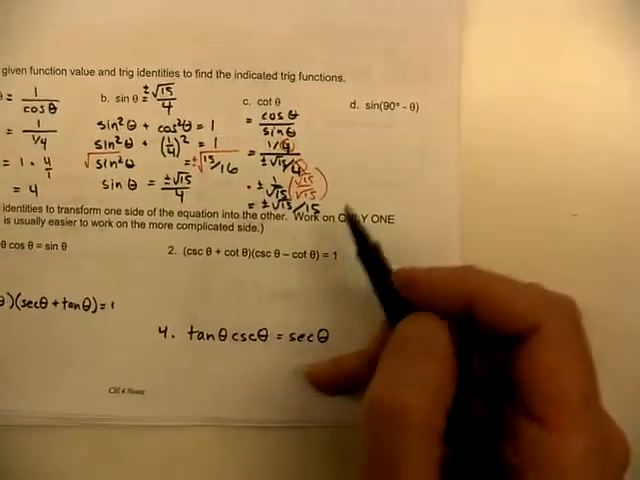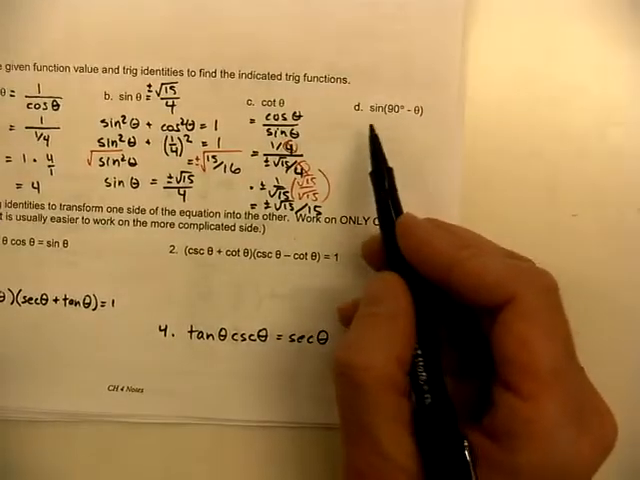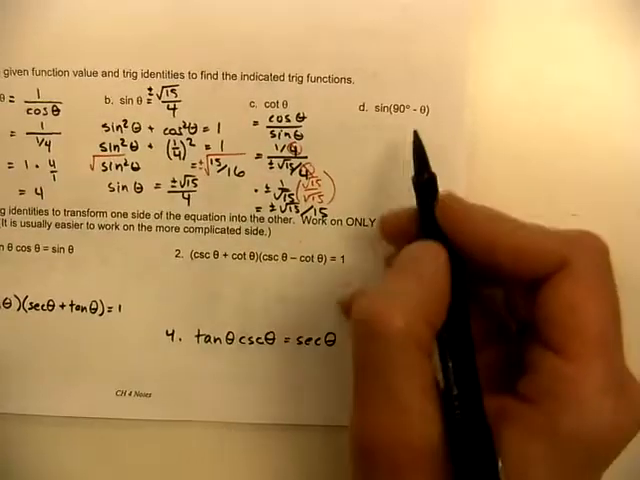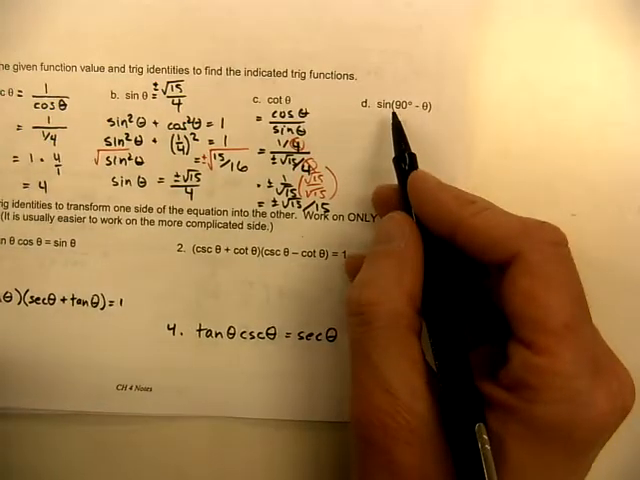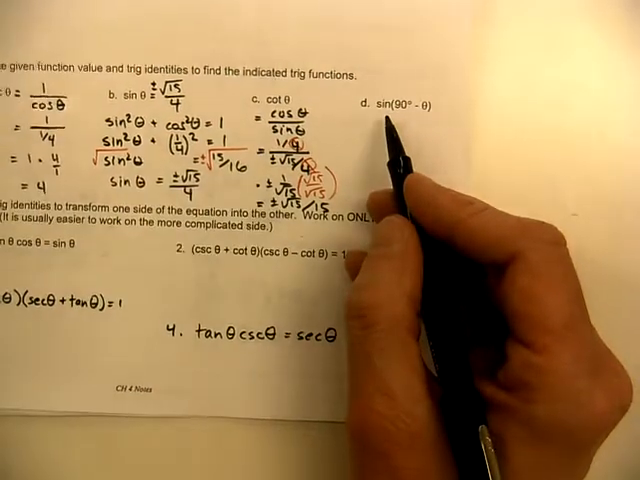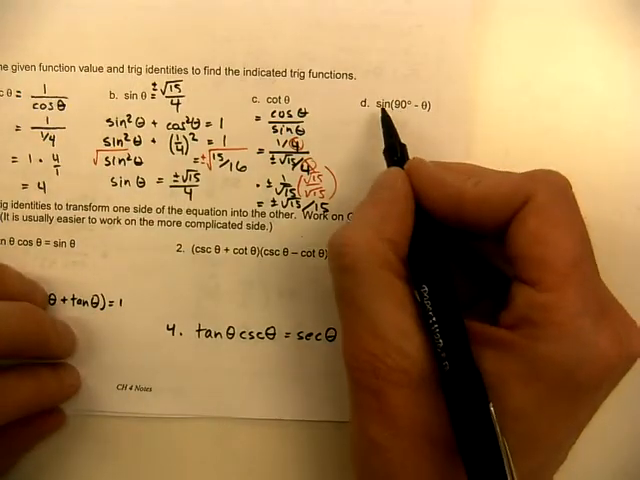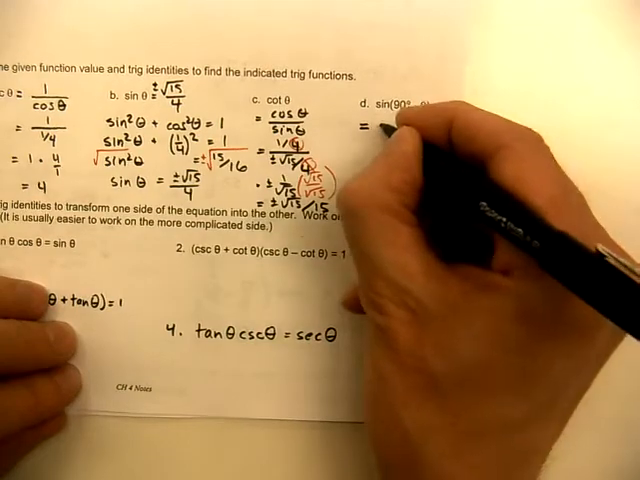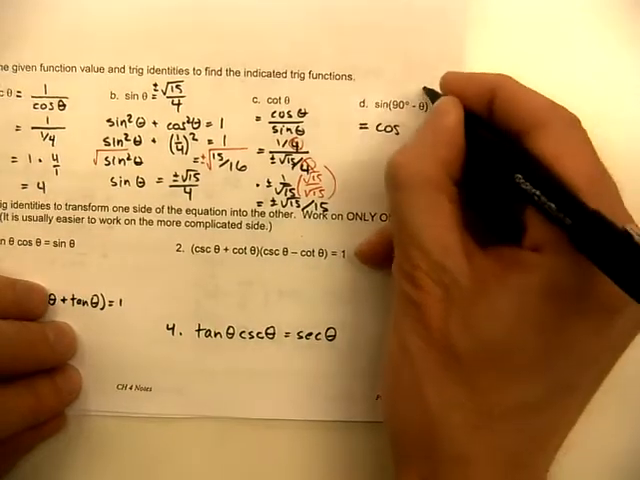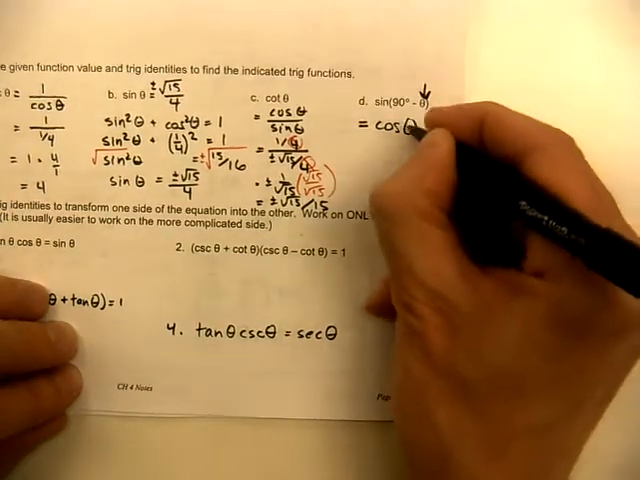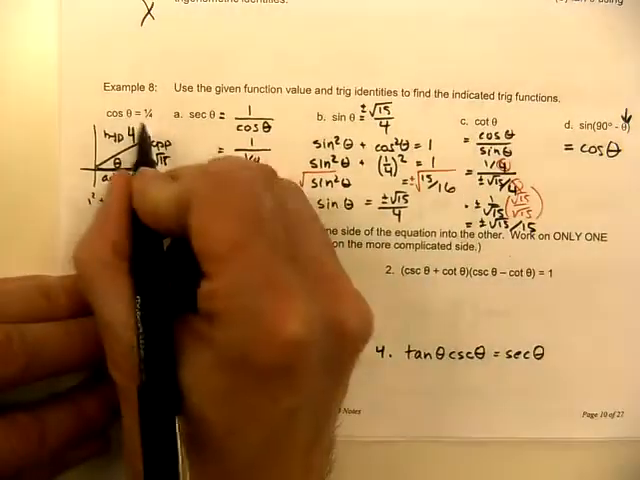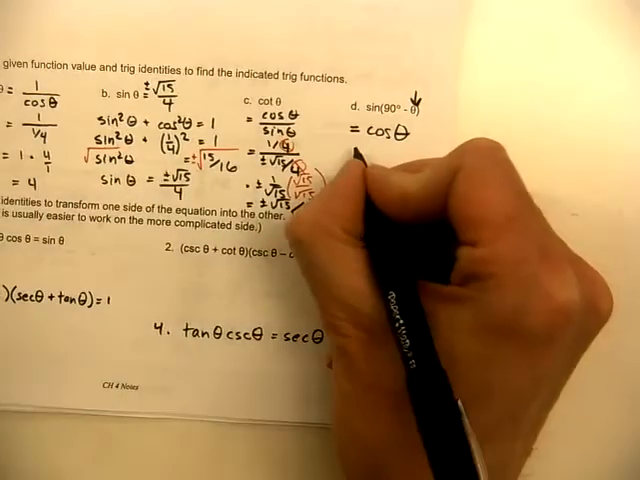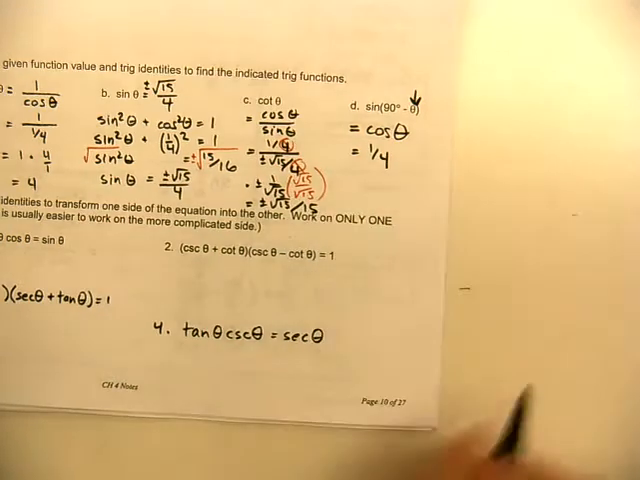Lastly, this is another identity. We saw this not in today's list of identities, but in the previous section. These are called complementary cofunctions, right? So sine of 90 minus theta, we're going to replace that with its cofunction, cosine, at that same angle of input, cosine of theta. What is cosine theta? Well, that's what they gave us. That's the 1/4. So that equals 1/4.